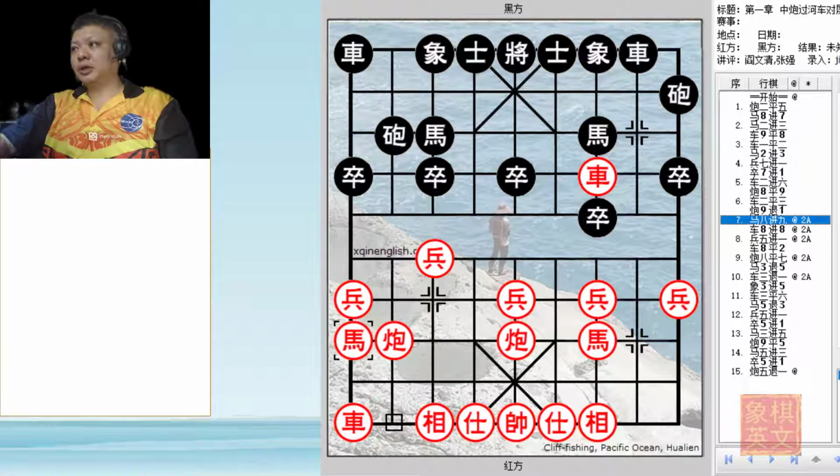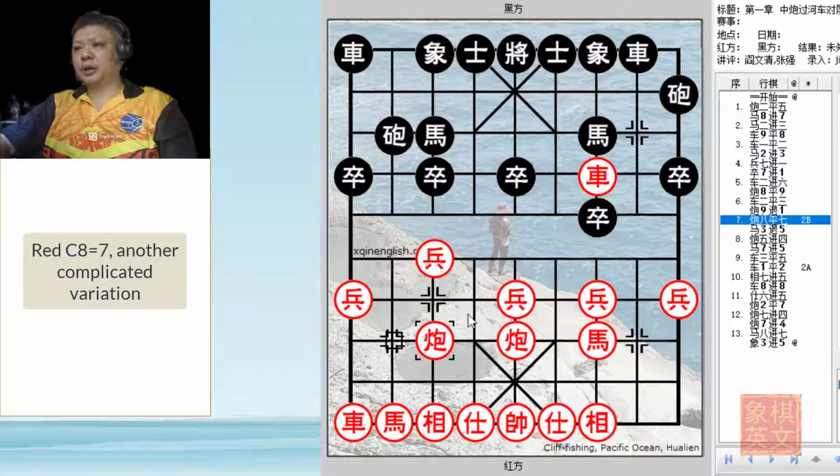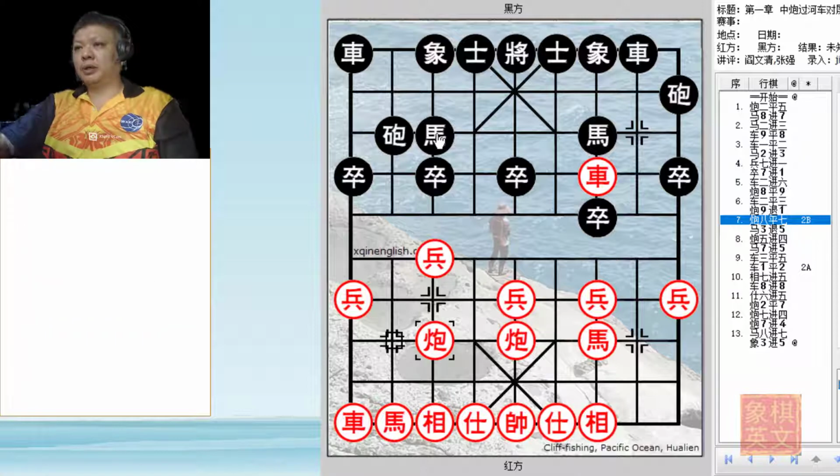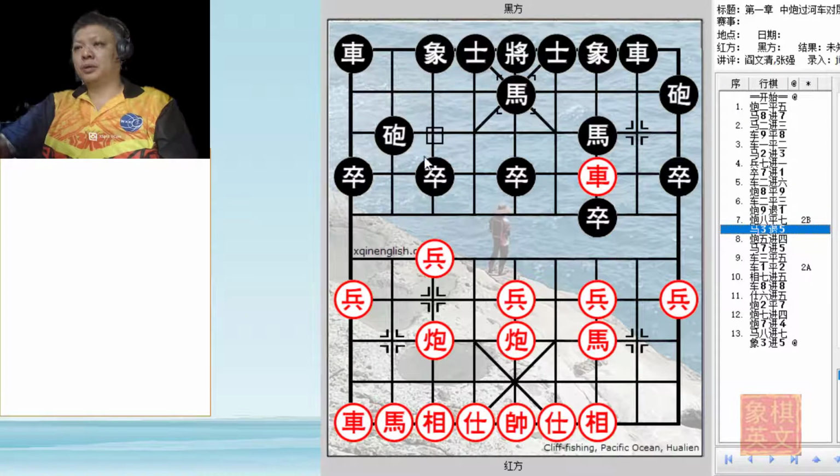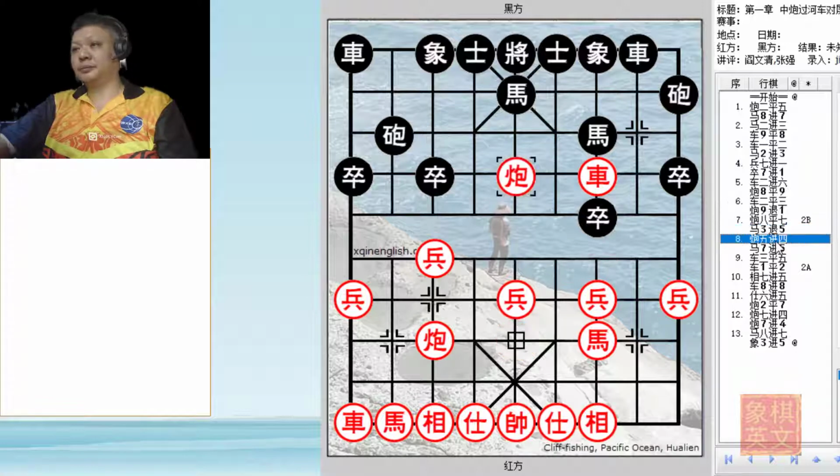Now there was another variation that was discussed, c8 equals to 7, whereby since black had already moved the cannon away, red will now attack the black horse over here. But again, this will lead to very complicated variations, and unfortunately, only this short variation was given in the book. So if this were played, black will retreat the chariot, retreat his horse to protect the horse, and deny this cannon an attack and a target to attack.